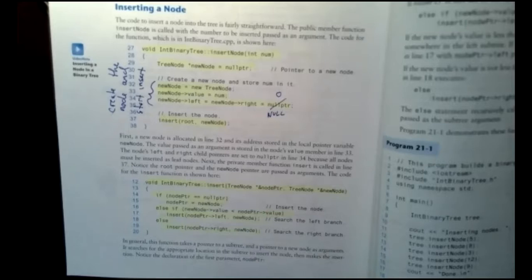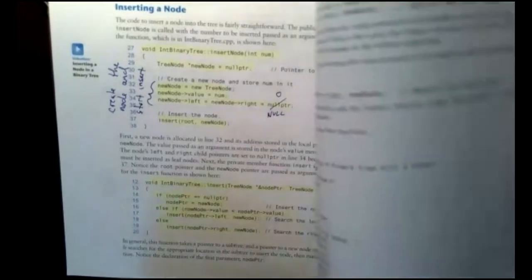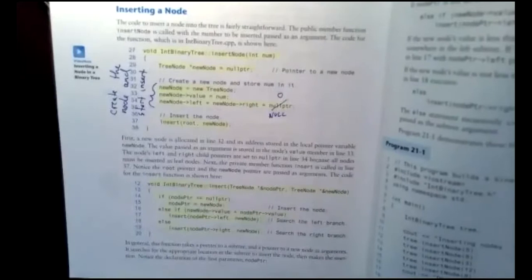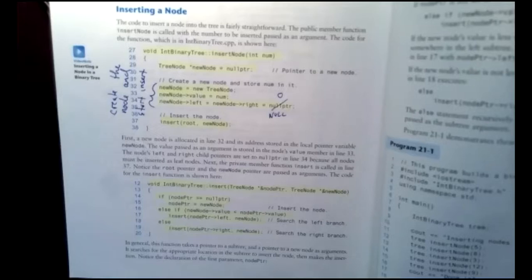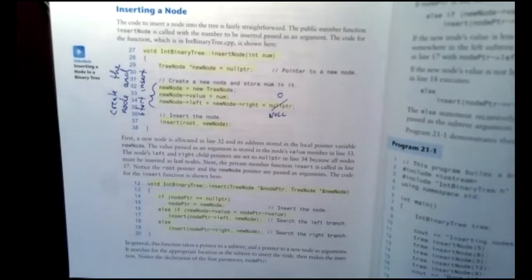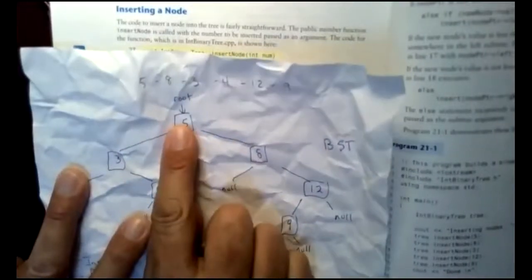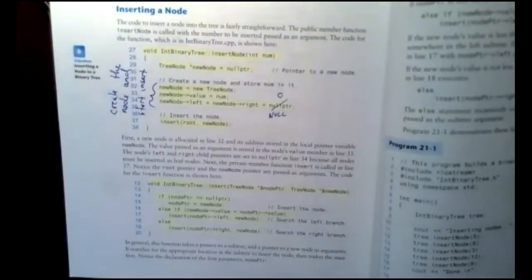If you run 21-1, you should see we're able to insert several values: 5, 8, 3, 12, 9. Again, if I drew the tree with 5, 8, 3, 12, 9, you would have a visual. Drawing this by hand ahead of time is going to help you.